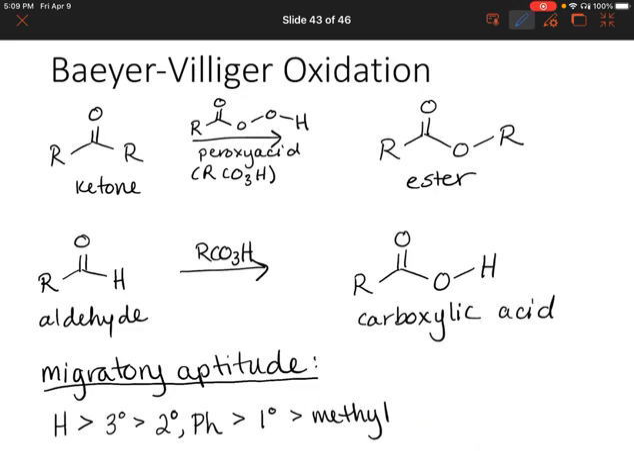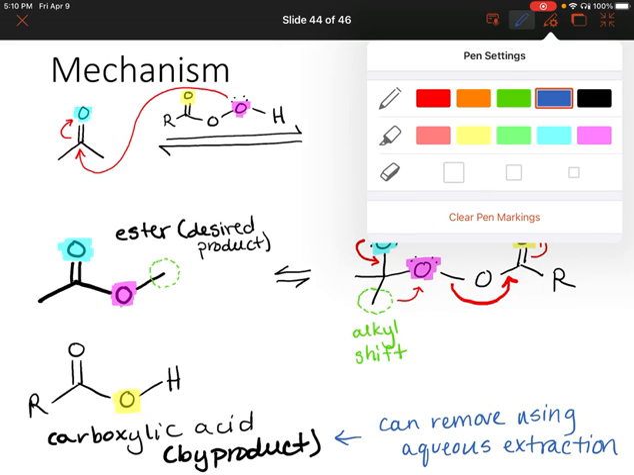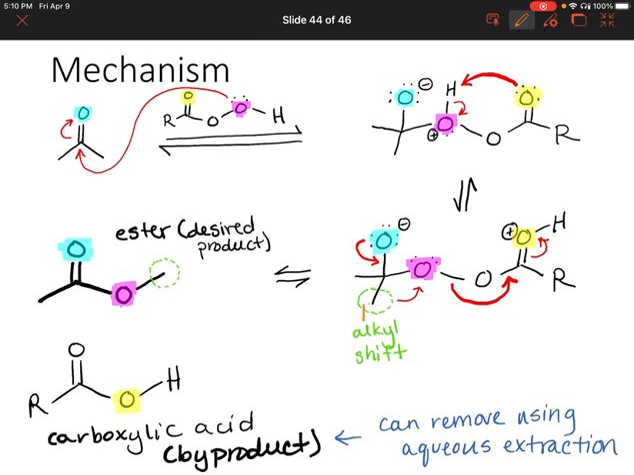But again, if we go back to that migratory aptitude that we talked about, in our example we saw that an alkyl group shifted over in green. But what if that had been a hydrogen? What if, and I'm just going to draw this in orange here, we had a hydrogen there instead? Well, the hydrogen would have priority, and that would move over instead of that alkyl group off to the side.